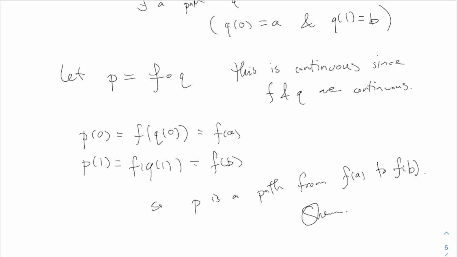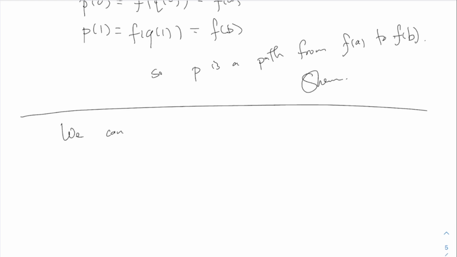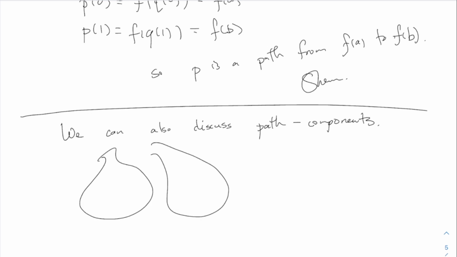Any questions about that? One last thing that I want to discuss, and I'm just not talking about the details, but there may be some homework problems that mention this. We can also discuss what we call path components. Path components is like if it's not path connected, you can break it up into a bunch of path components. For instance, if I just have two blobs like this, this has two path components.